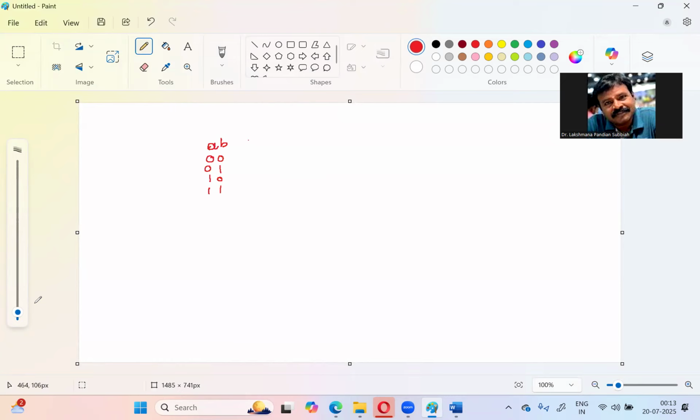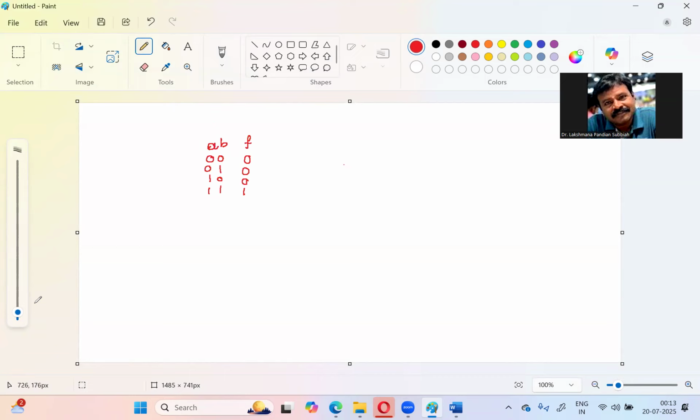Now the output is here. For these inputs, we have 0, 0, 0. Then for 1 1, the output is 1. Now, this is the truth table. For this truth table, now you want to draw a logic circuit. Then how do you draw the logic circuit?